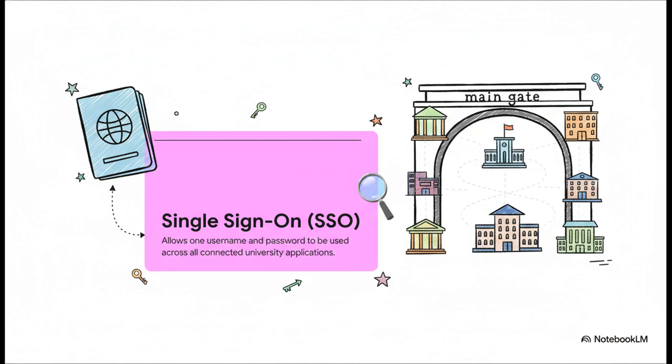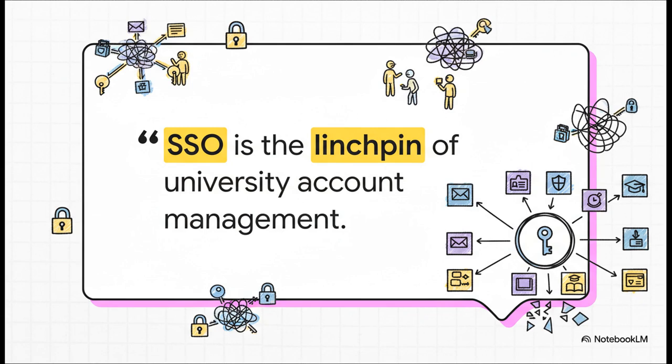This is the magic that lets you use just one username and password to get into pretty much everything. The best way to think of it is like a digital passport. You show it once at the main gate, and then you're free to access every building you're actually authorized to enter. And it's honestly no exaggeration to say that SSO is the absolute linchpin of university account management. Without it, the whole system, the entire user experience would just crumble. I mean, can you even imagine needing a different password for your email, for the learning system, for the library, and for class registration? It would be a complete and total nightmare.